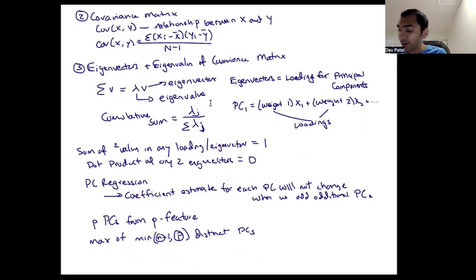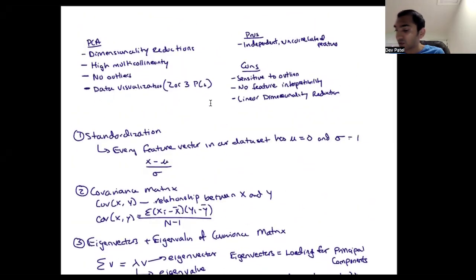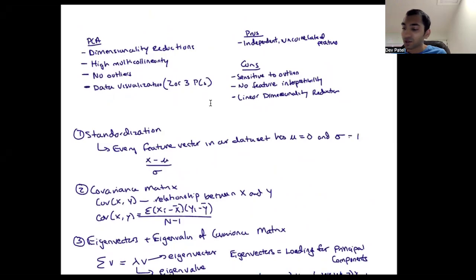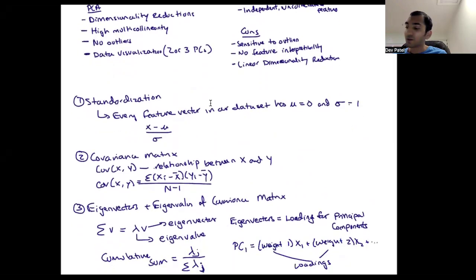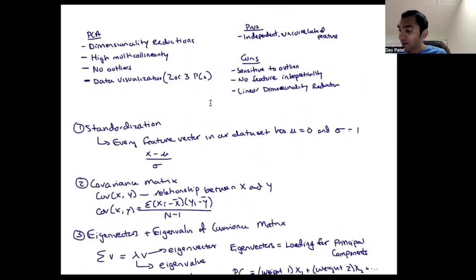Some of the advantages of principal component analysis, as we mentioned, are that it is a dimensionality reduction algorithm. It can handle high multicollinearity. It's a very good tool for that. Some of the cons are that it is very sensitive to outliers. It has little feature interpretability. It is a linear dimensionality reduction algorithm. And so if your data set has nonlinear relationships, PCA may not be a good fit.